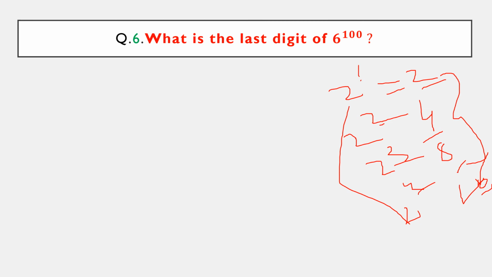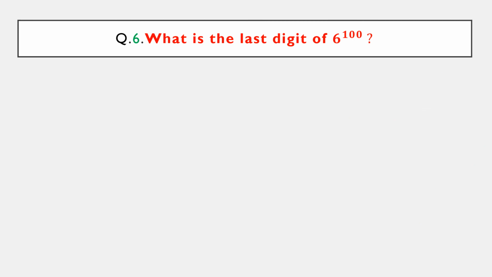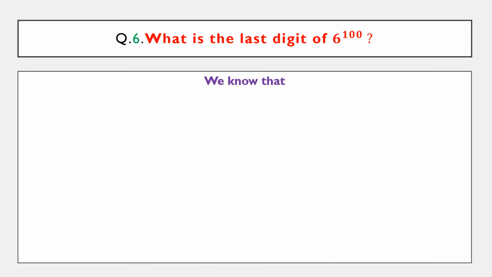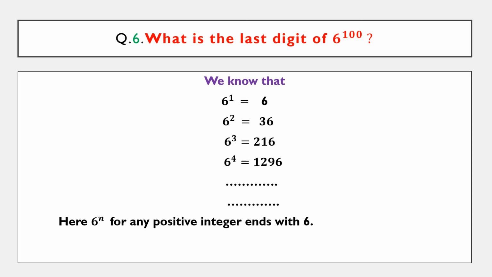Okay, so in this way you should do it for 6 power also. So let me do 6 power 1. Your answer will be like this. We know that 6 power 1 is 6. 6 power 2 is 36. 6 cube is 216. 6 power 4 is 1296 and so on. Okay, so 6 power n.